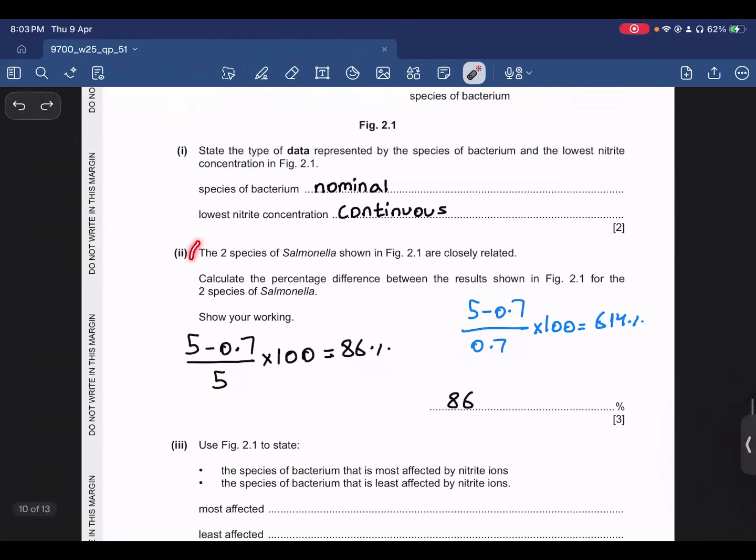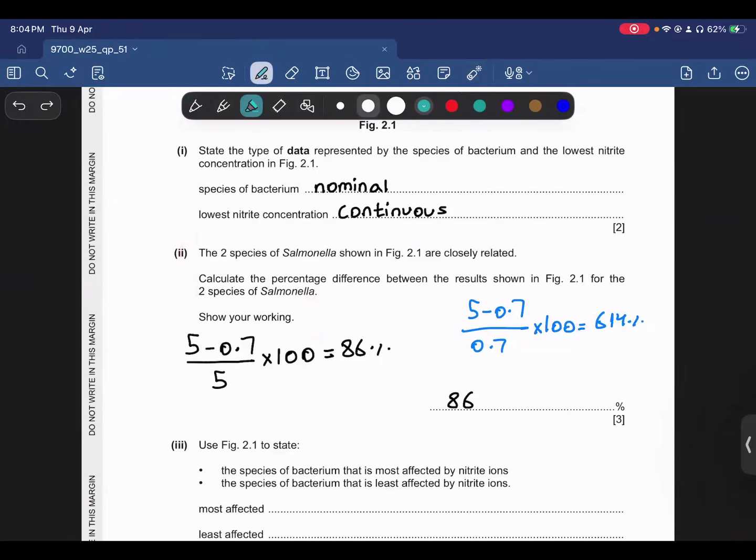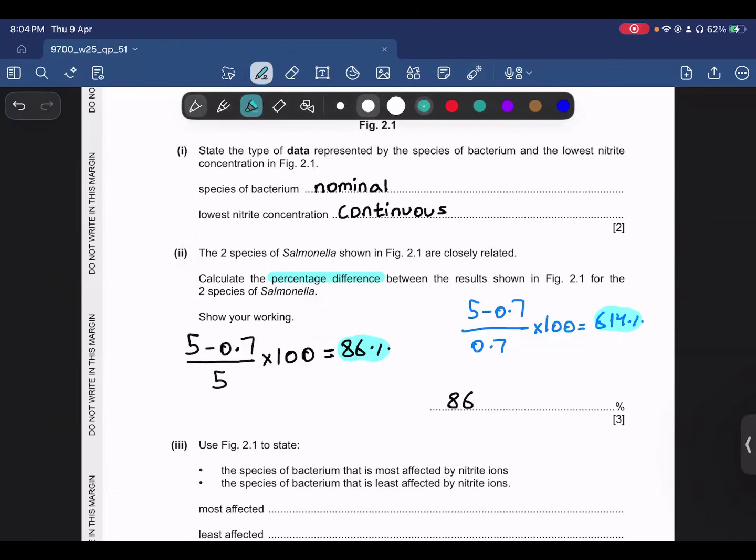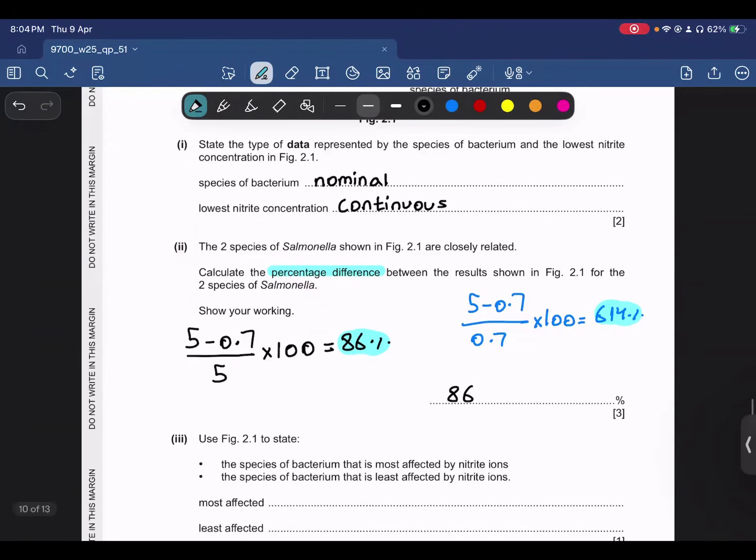comes in the denominator. So this is percentage increase, this is percentage decrease. Here, did it specify percentage increase or decrease, or did they just say percentage difference? Percentage difference. Since they didn't specify, whether we write increase or decrease, both answers are acceptable here. So you could write this decrease as 86 or increase as 614%. Does this make sense? Any confusion in this? No, it's clear.